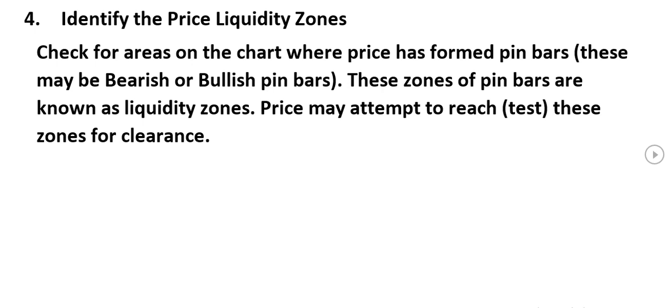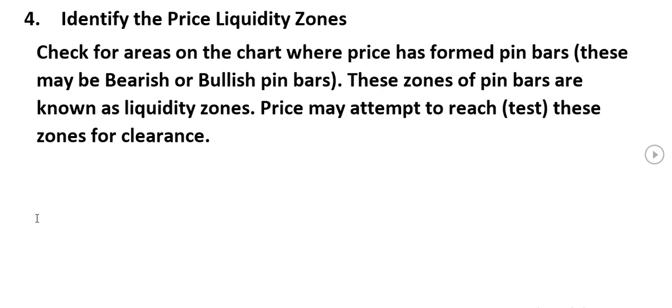Check for areas on the chart where price has formed pin bars. These may be bearish or bullish pin bars. These zones of pin bars are known as the liquidity zones. Price may attempt to reach or test these zones for clearance. So if you can identify a liquidity zone, try to work out whether you're placing a buy trade or a sell trade, or probably you are riding the trend towards that zone once you spot that price is moving towards that zone in a kind of momentum.